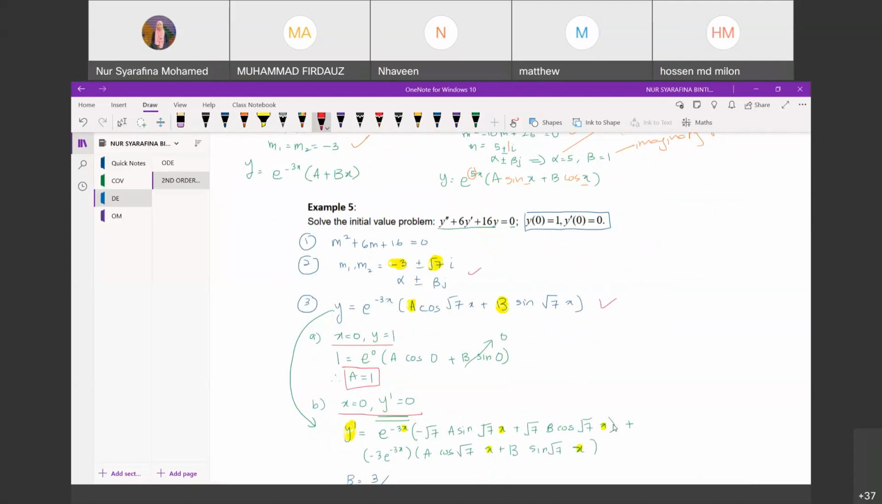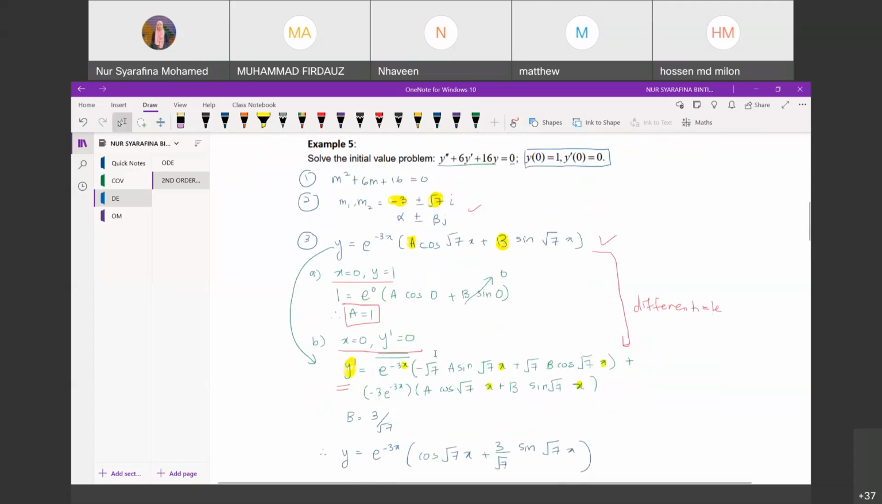And for the second condition, you have y prime (0) equals 0, which means you need to have y prime first by differentiating this, using the product rule. Then apply the condition to get B. Then substitute again in A and B. Then you will have the particular solution. All right, is that clear? This is how you do it. Okay, take your time. If you have questions, you can ask.